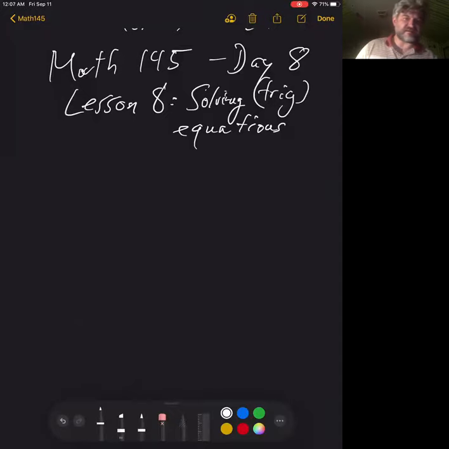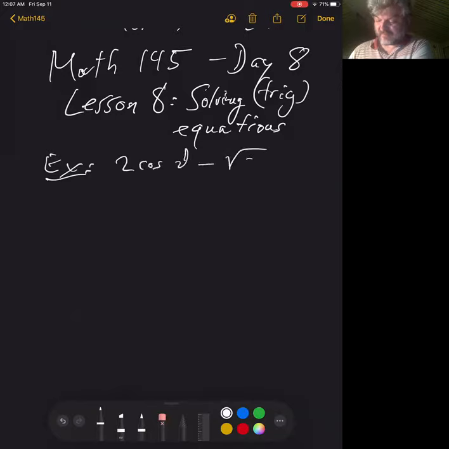So lesson 8 is about solving equations, trig equations, of course, and we start with some very simple ones. So 2 cosine theta minus square root of 2 equal to 0. What can we do?